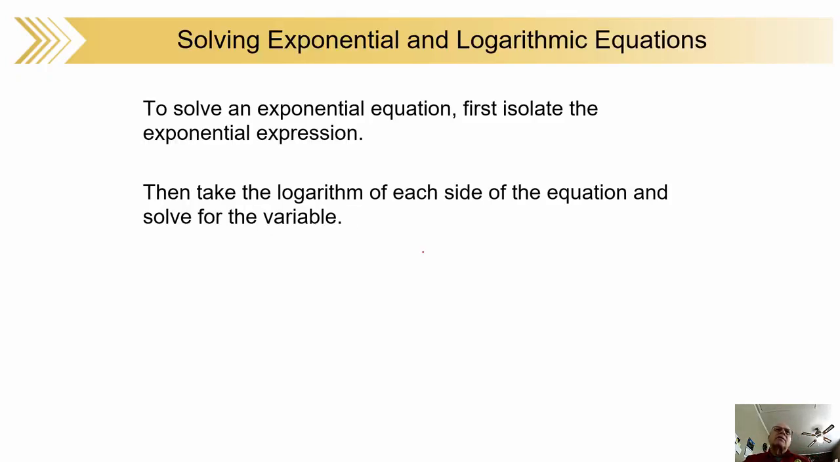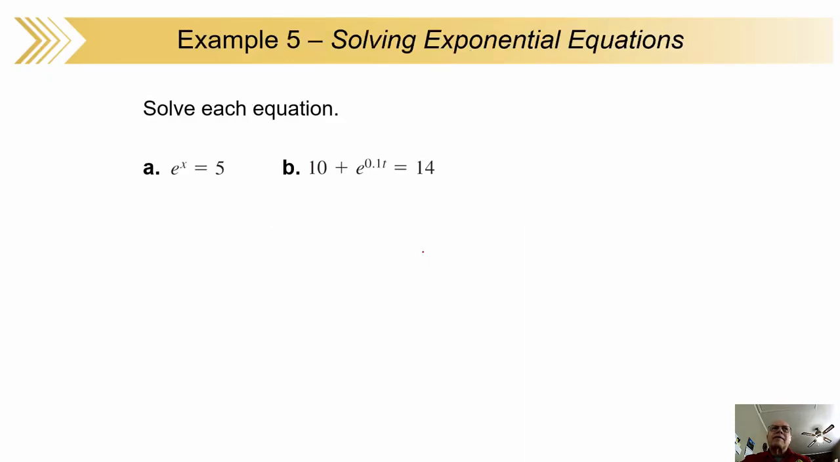So to solve one, isolate the exponential expression. You'll see that happening. Then take the logarithm of both sides and solve for the variable. A couple of examples will be handy here. So, for this first one, we've got e to the x equals 5.